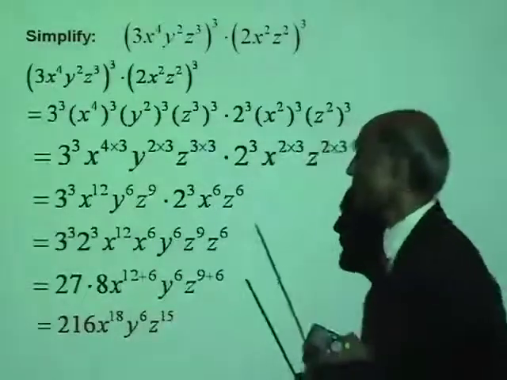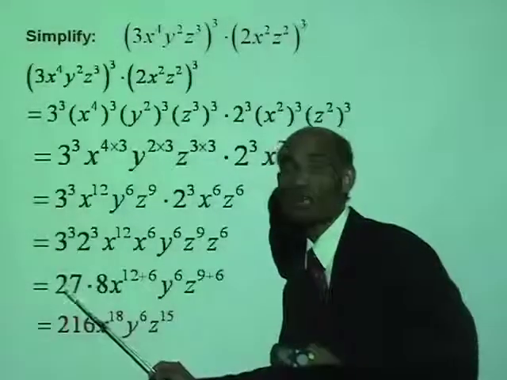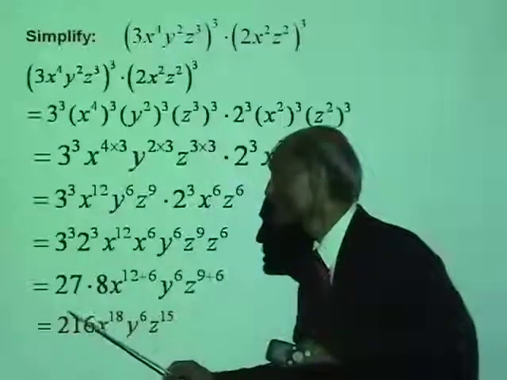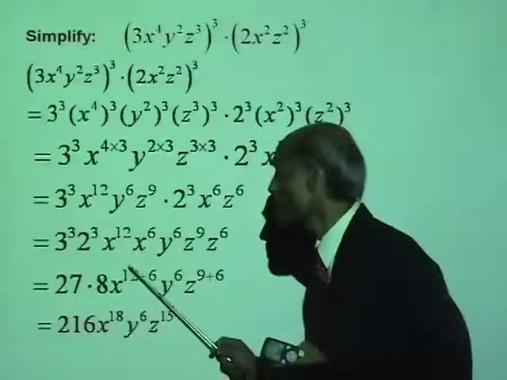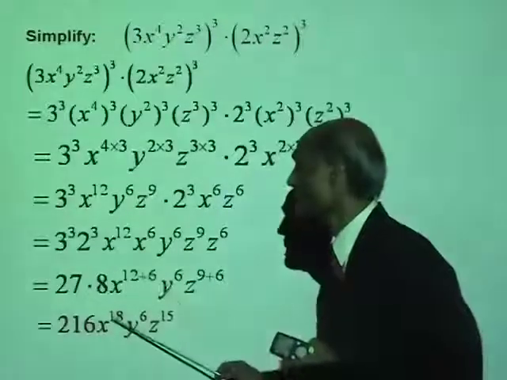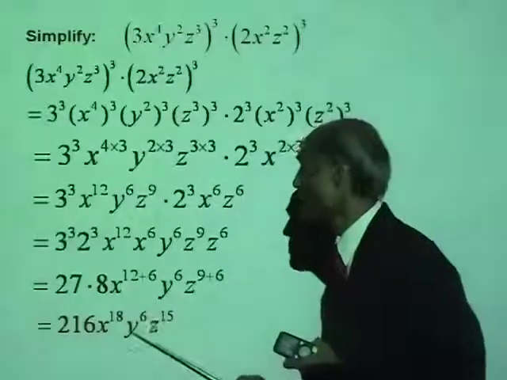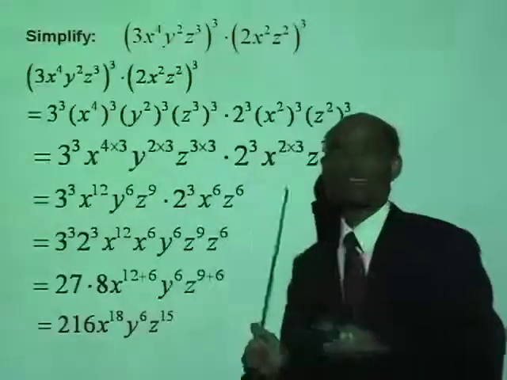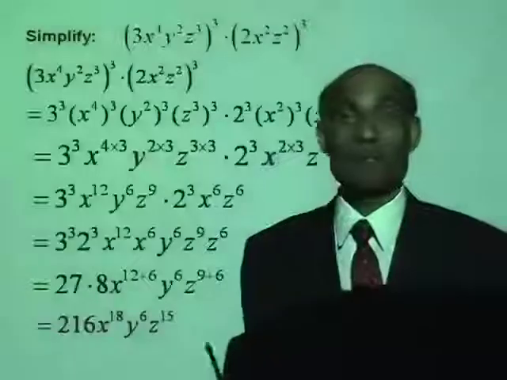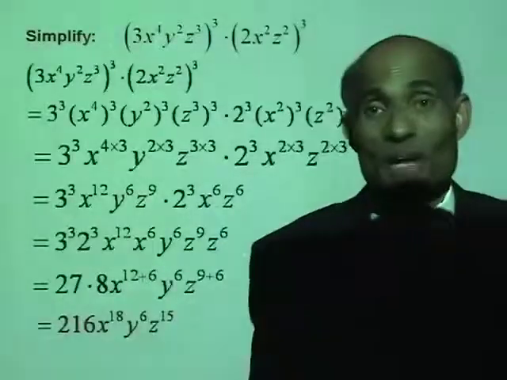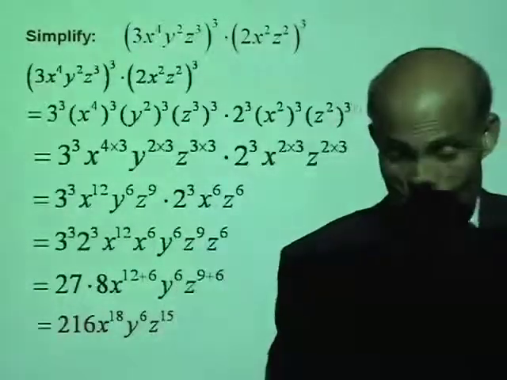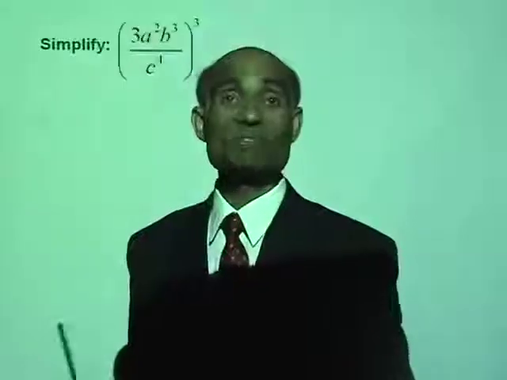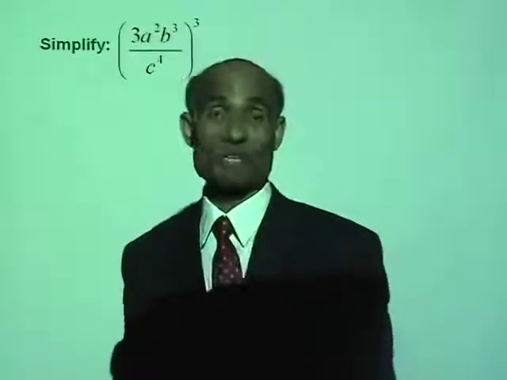And now write our final result. What is 27 times 8? It is 216, times x to the power of 12 plus 6 is 18, y to the power of 6, z to the power of 9 plus 6 is 15. That is a beautiful problem, and I want you to go back and do that one more time. Okay? Let's now simplify one more expression.